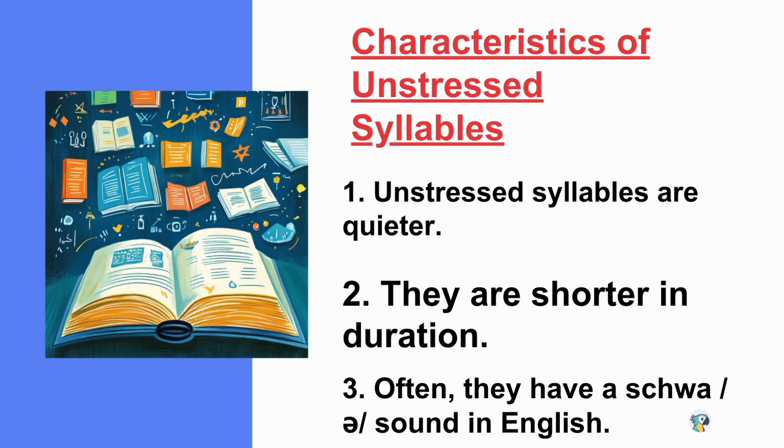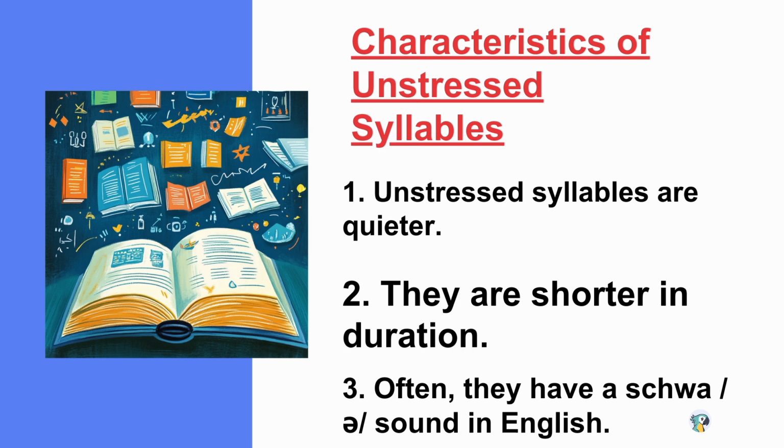Three, often they have a schwa sound in English. Unstressed syllables often have a schwa sound. Remember, we said that the unstressed syllables are usually quieter and shorter. And one of the most prominent features of the schwa sound is that wherever it occurs in a word, it is usually shorter, weaker, and quieter. It's quieter than other syllables. Wherever the schwa sound occurs, it is often weak and unstressed.